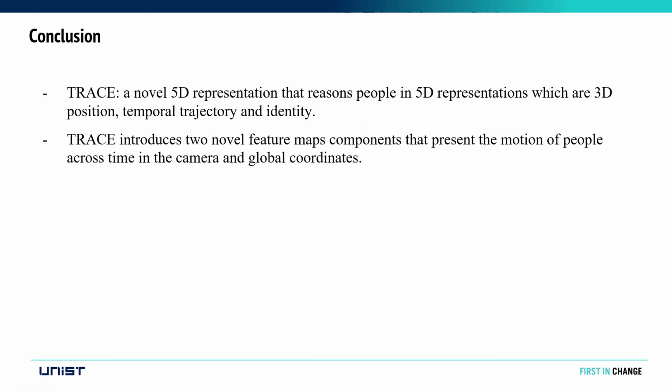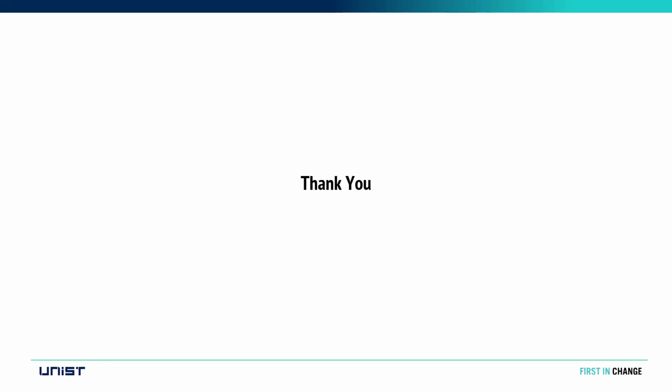So in conclusion, TRACE is a 5D representation that can represent 3D mesh, identity, and the global trajectory. And they do that by using two novel feature maps to represent the motion of people across time in the camera and the global coordinates. Thank you. That is all for my presentation today.